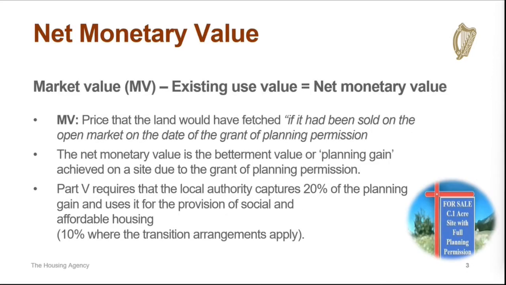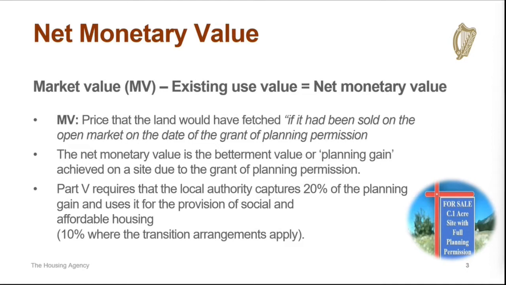A key term associated with Part 5 is the net monetary value. The net monetary value is the market value minus the existing use value. Market value, as defined in the legislation, refers to the price that the land would have fetched if it had been sold on the open market on the date of the grant of planning permission. The net monetary value is also sometimes referred to as the planning gain that's achieved on a site due to the grant of planning permission.